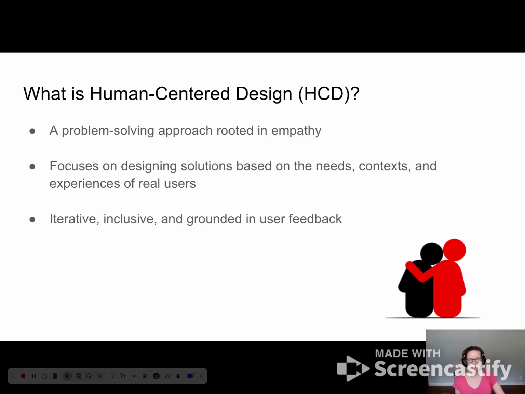So what is human-centered design? A lot of people call this HCD. Human-centered design is all about keeping learners at the center of the design process. It's not just about creating content, it's about understanding real problems from the learner's perspective and creating relevant, respectful solutions. We're talking about being inclusive and grounded in user feedback.